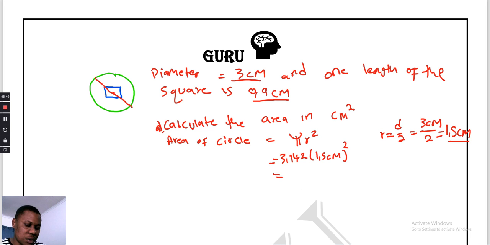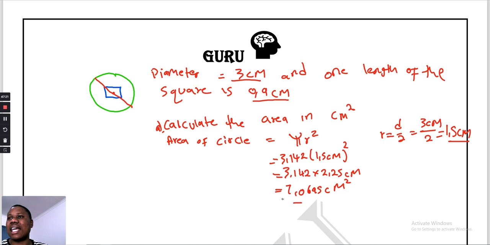is equal to, let's see, 1.5 multiplied by 1.5, which gives us 2.25 centimeters squared, multiplied by 3.142, that gives us 7.0695 centimeters squared. So if we round off, I will round off at the last answer. Okay, so this is the area of the circle.